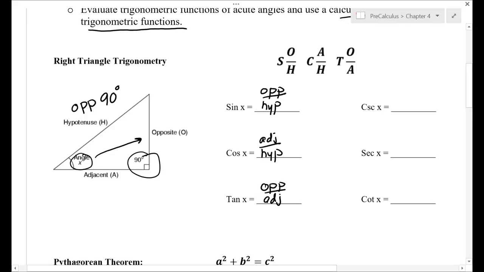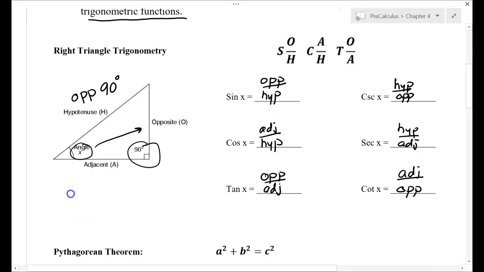We have 3 more trig functions. The cosecant, written CSC, is 1 over the sine. So just take your sine and take the reciprocal of it. So I'm going to do hypotenuse over opposite to get cosecant. Secant is the reciprocal of the cosine, so do hypotenuse over adjacent. Cotangent is the reciprocal of the tangent, so do adjacent over opposite. So that's our 6 basic trig functions that we will be using today.